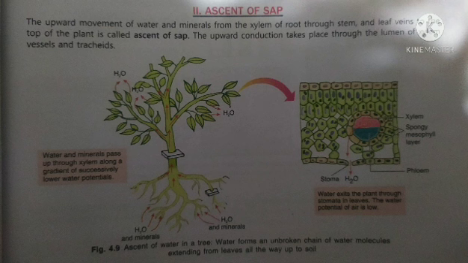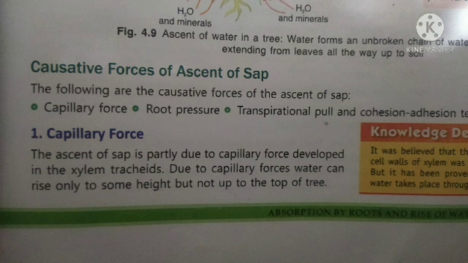So now let us learn about the next topic, that is ascent of sap. Ascent of sap is the upward movement of water from root to the top of plant. It is known as ascent of sap. It occurs through tracheary elements of xylem. So let us learn here what are the causative forces of ascent of sap. The causative forces which are responsible for upward movement of water are capillary force, root pressure, transpiration pull, and cohesion and adhesion tension.